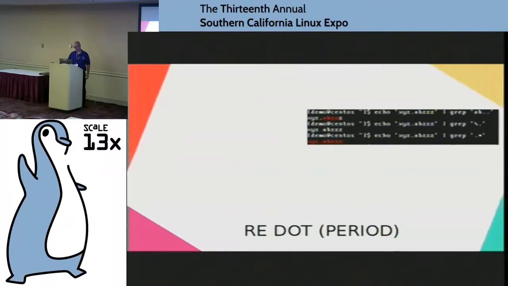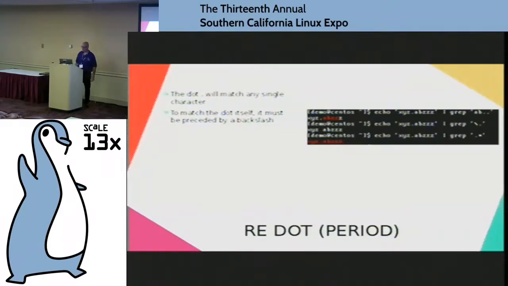Now we're looking at that dot character, or the period, where it will just match one single character. So notice in the first example, I've got some text that I'm searching through, and I'm grepping for, quote, A, B, dot, dot. So we see that it matched A, B, and then two characters, Z, Z. If you want to match the dot itself, we've got that backslash in front of it, which we did just see in the previous example.